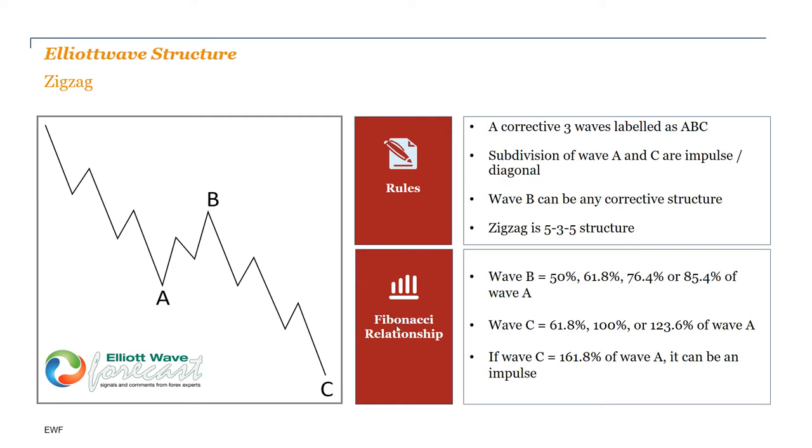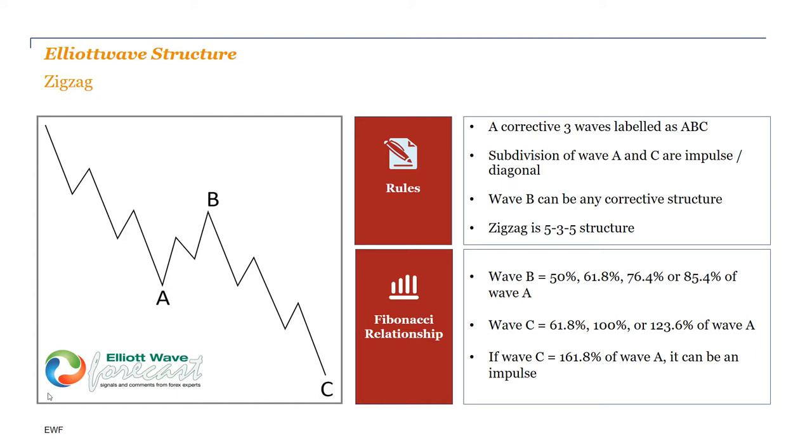Now about the Fibonacci relationship, the wave B on the second leg usually is between 50% and 85.4% retracement of the wave A. So the wave B can never go above the beginning of the wave A. So this is a bearish zigzag. All right, so it starts from the top left to the bottom right. So it is a bearish zigzag. So in this case, the wave B cannot go above the beginning of the wave A.